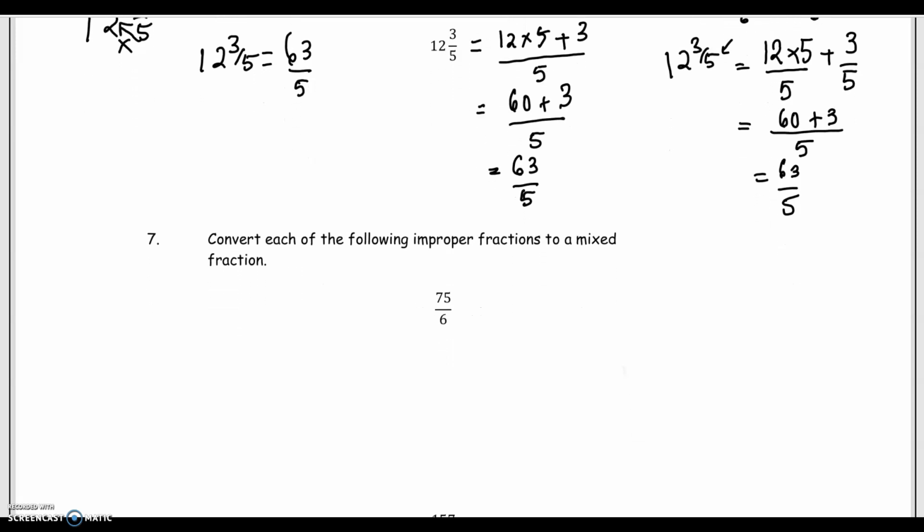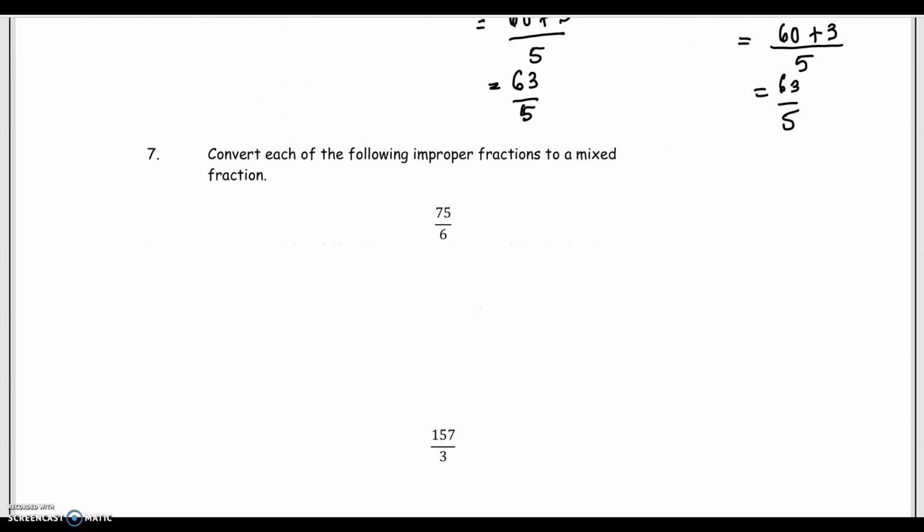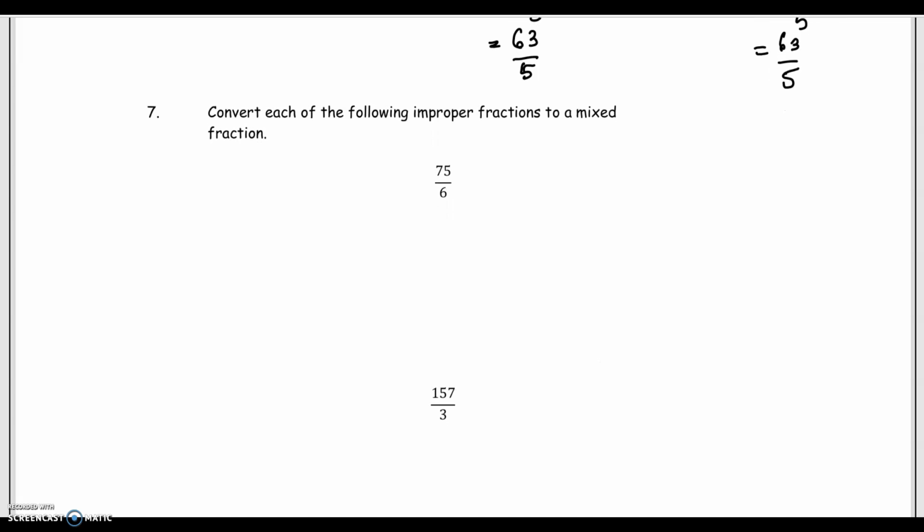Now, what if we are given the improper fraction? How do we convert it to a mixed number? So let's look at 75 sixths. So how many sixes are in 75?